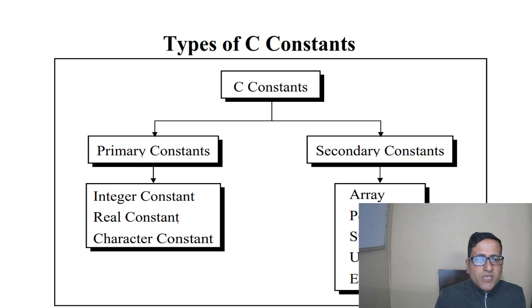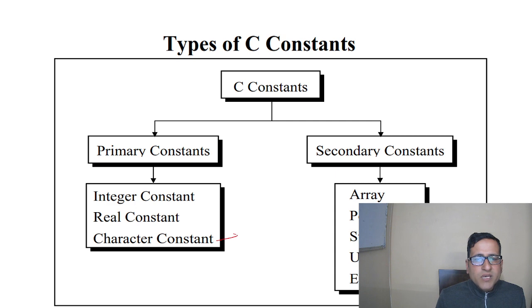Now these are the real constants. What is a real constant? Real means decimal numbers. We have 1.23, 1.04, 21.32. All these numbers which have decimal points are called real constants.